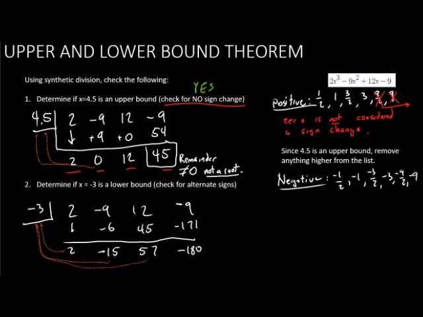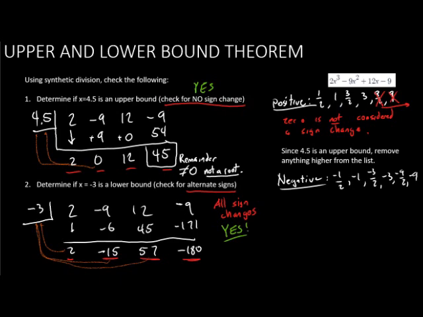Now to check for a lower bound, rather than looking for no sign changes, what we'll do is check for alternate signs for all of our terms. We can see our first answer is 2, that's positive. Our next answer is negative. Our next answer is positive. And our final answer is negative. So therefore, we have all sign changes. Since we have sign changes between every term, we will say, yes, this is indeed a lower bound.